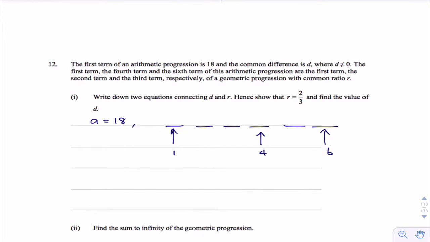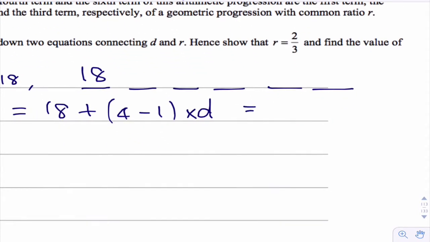Okay, so what is an expression for the first, fourth, and sixth term of an arithmetic progression with a is 18? So obviously the first term is just a equals 18, that's easy. The fourth term is a plus n minus 1 times d. And remember, we don't know what d is. That's what we're going to find out here. So the fourth term here is 18 plus 3d. That's this thing right here.